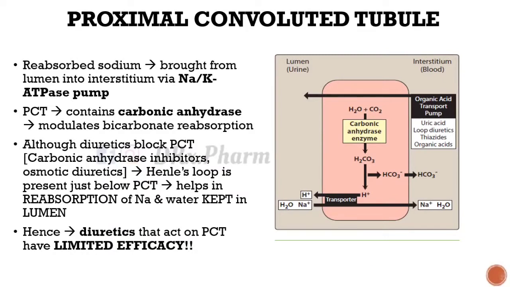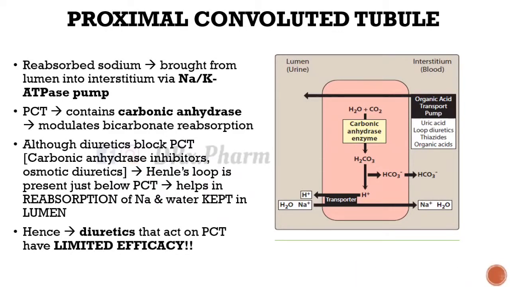The proximal convoluted tubule also contains an enzyme known as carbonic anhydrase, which modulates bicarbonate reabsorption, meaning it increases the reabsorption of bicarbonate. You can see it in the image itself. So there are two important things that you need to know.